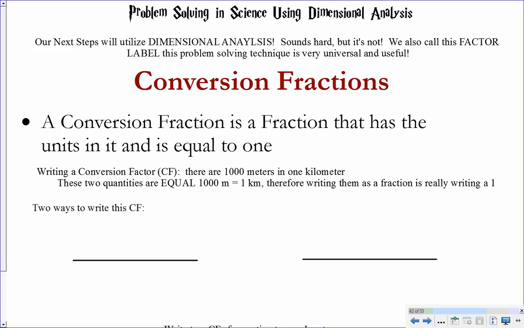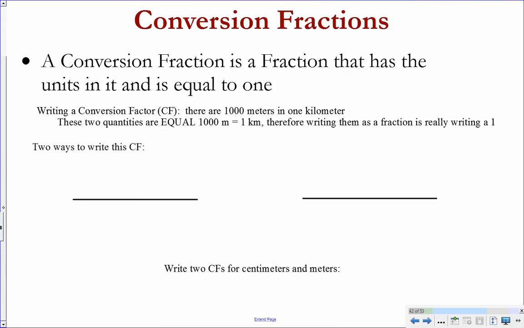So we're going to start first by talking about what a conversion factor is. A conversion factor is actually a fraction, only it's equal to 1. The reason it's equal to 1 is because you have a quantity on top and a quantity on the bottom that are equal. For example, there are 1,000 meters in 1 kilometer. So when I write this factor, if I multiply something by this, I'm really only multiplying it by 1.